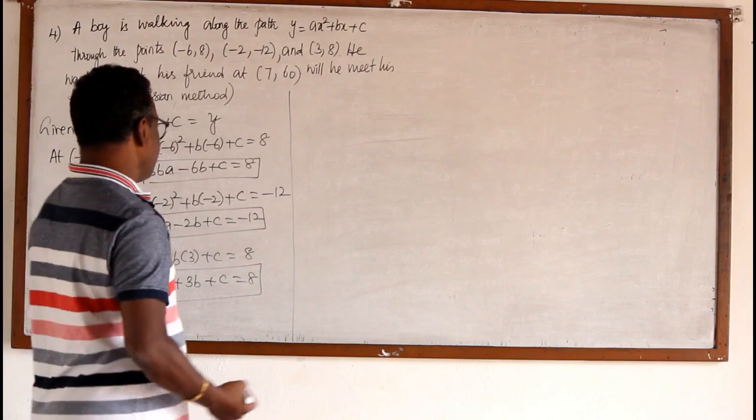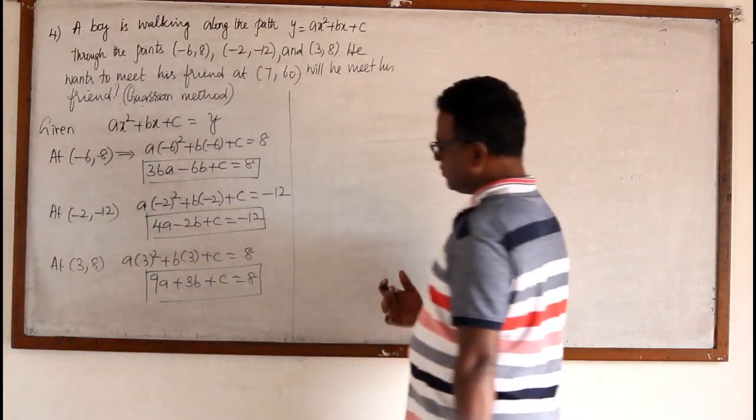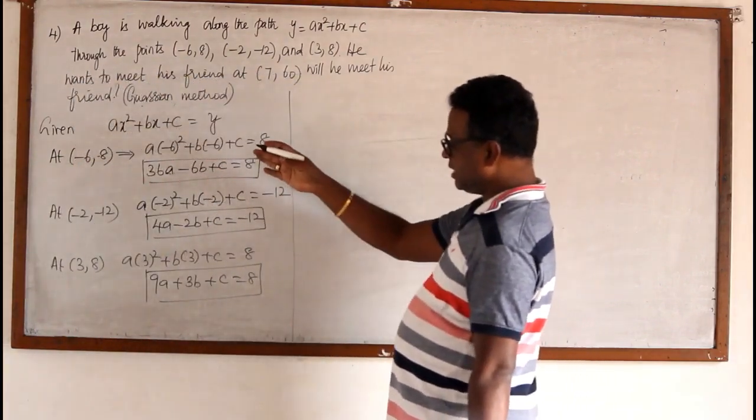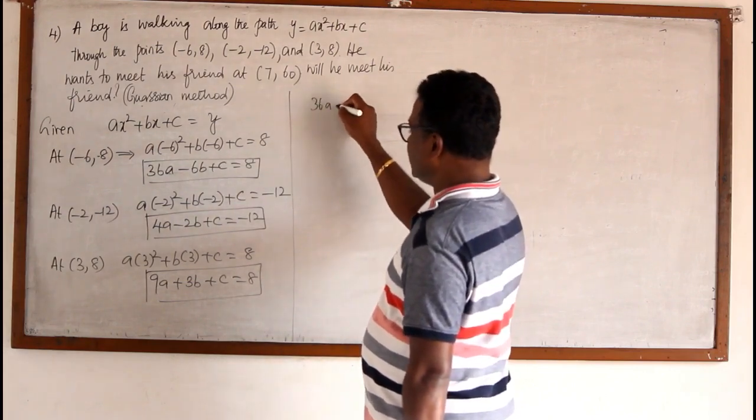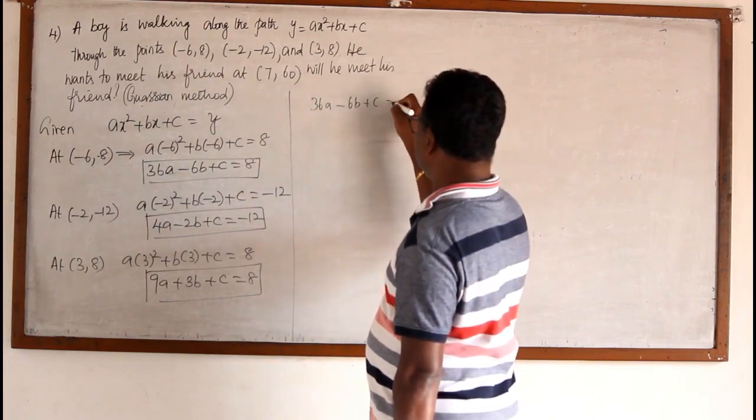I can write these three equations as per my format. So shall I go by this method itself? That is 36a as first equation, minus 6b plus c equal to 8.